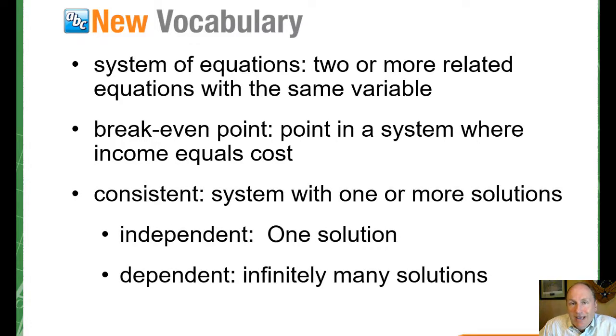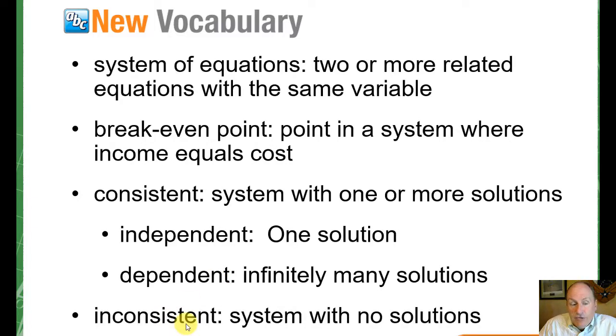So some definitions. A system is consistent if it has one or more actual solutions to it. There are two types of consistent linear systems. One is an independent system that has only one solution, two lines meeting at one point. That's kind of the typical situation. We also have an atypical situation when they're dependent, infinitely many solutions. This is when the two lines are actually the same line.